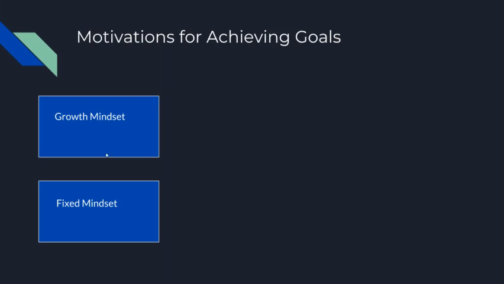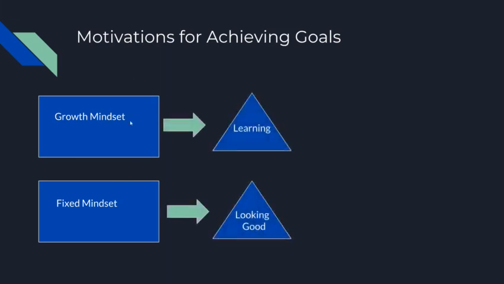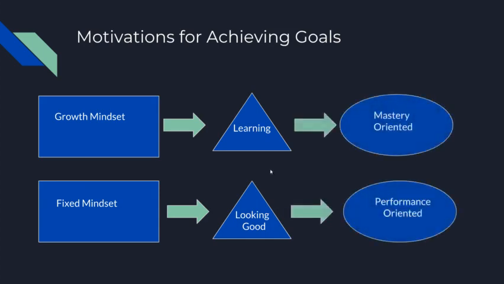Now let's look at our growth mindset and our fixed mindset. We know that the reasons for these students to achieve their goals is, for growth mindsets, they are learners. They like to learn. That is their motivation. For fixed mindsets, they are all about looking good, showing others that they know what they're talking about. And these, in turn, are mastery orientations and performance orientations.